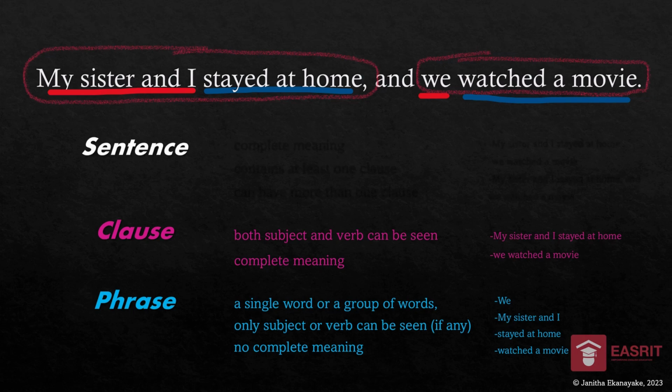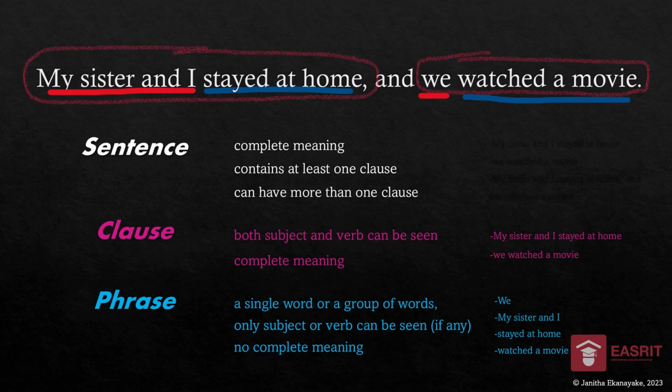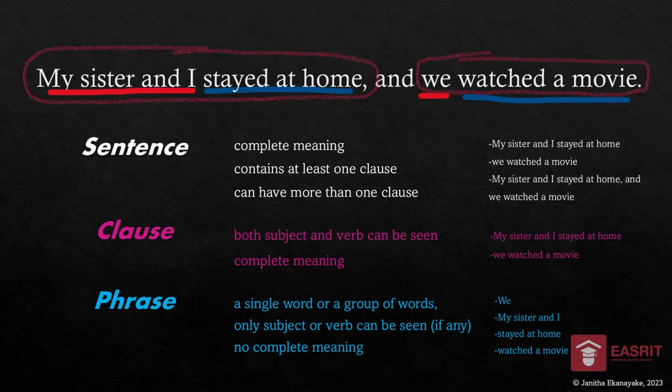Okay then, what's a sentence? A sentence has complete meaning and it should contain at least one clause. It is also possible that certain sentences have more than one clause. The examples of sentences that we find in this writing would be: my sister and I stayed at home, we watched a movie, and my sister and I stayed at home and watched a movie.